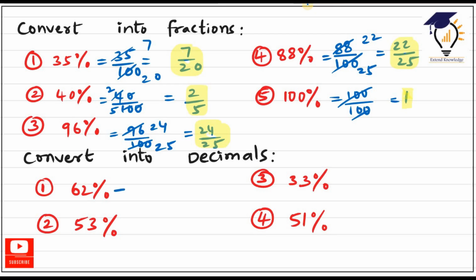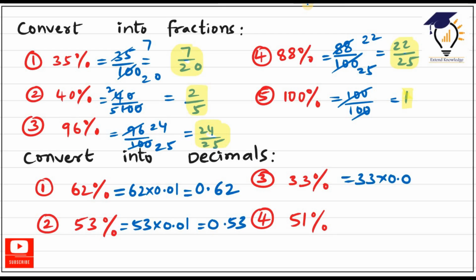Decimals, 62%. So directly we can multiply 62 with 0.01. So 0.62. 53%. 53 times 0.01. So 0.53. 33%. 33 times 0.01. So 0.33. 51%. So 51 times 0.01, which is 0.51. So the answer for the first one is 0.62. The second one is 0.53. The third one is 0.33, and the fourth one is 0.51.